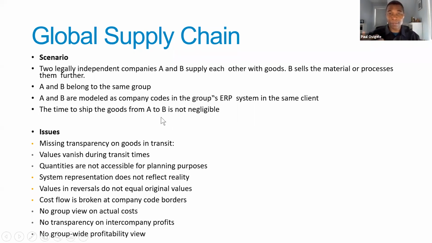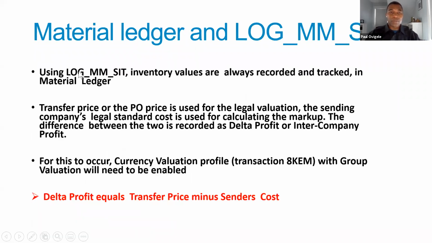In today's SAP environment, without this business function, there's missing transparency into what's goods in transit. During the in-transit time, you could have discrepancies, values just not reflecting reality. You don't have quantities accessible for planning purposes, and other things. Reversals may not equal the original value. There are several reasons why without this SIT functionality, the system doesn't reflect reality.